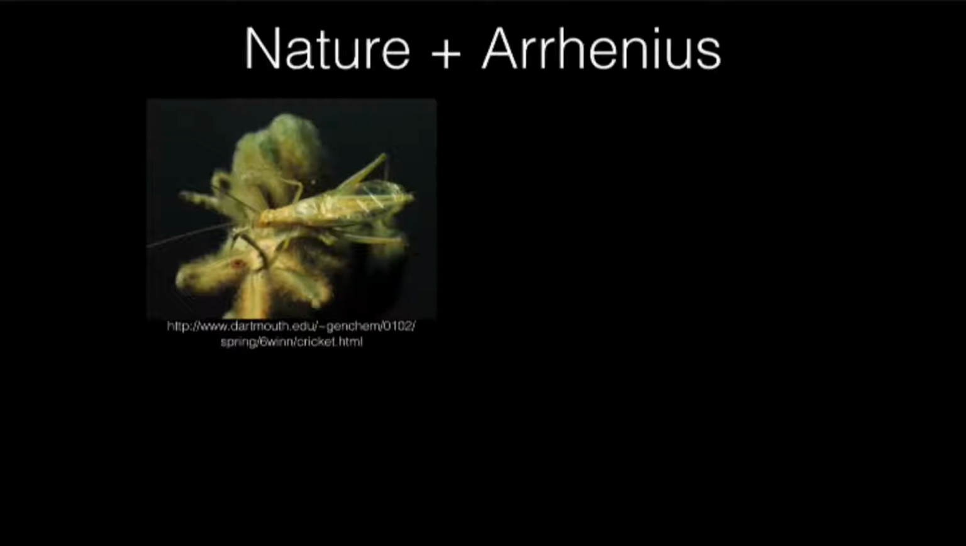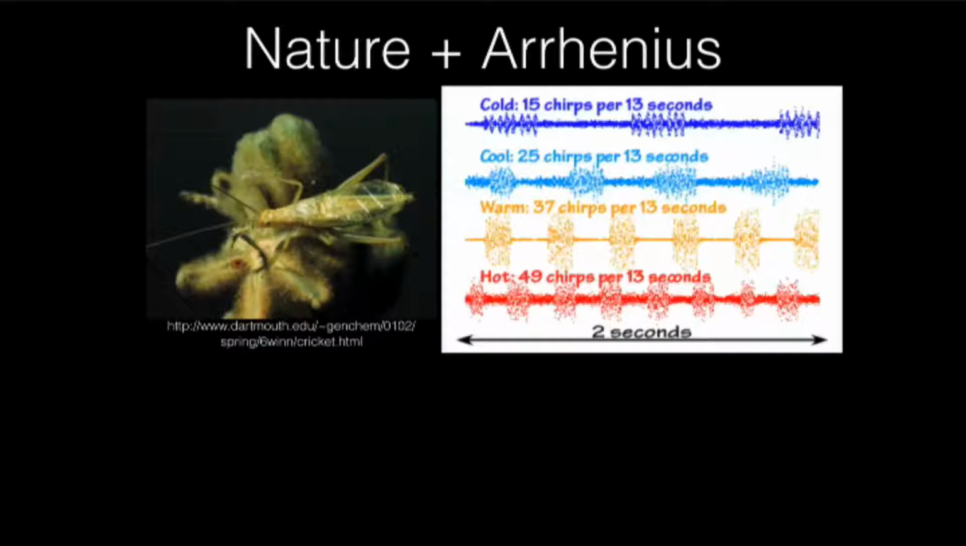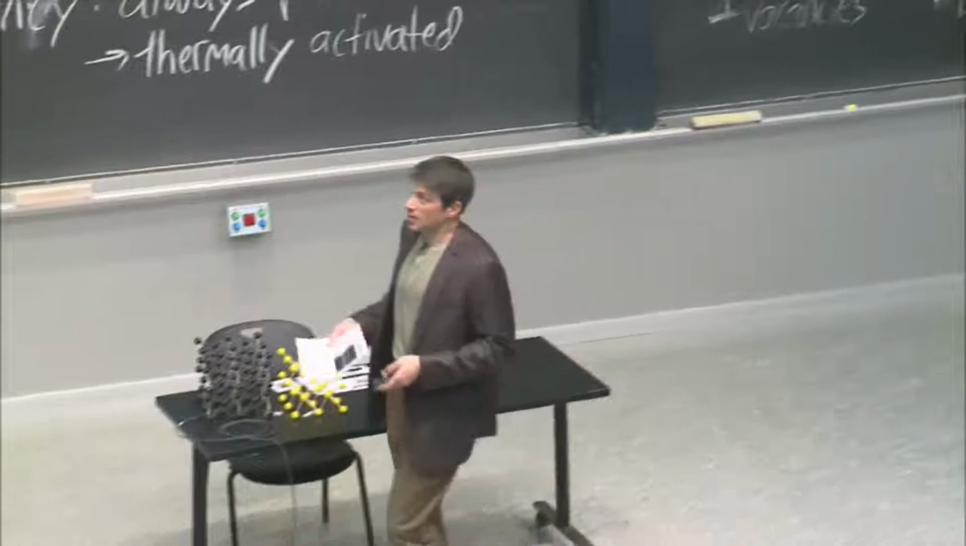But this is one of the labs that they have where they take crickets and measure the number of times a cricket chirps over 13 seconds. We're going to cool them down, hopefully not too cold, and then heat them up, hopefully not too hot, because crickets are nice, right? And they count it. They didn't know about Arrhenius yet until somebody from MIT went and visited.